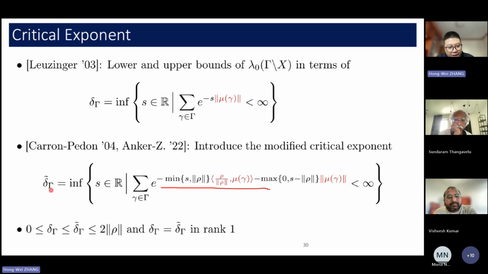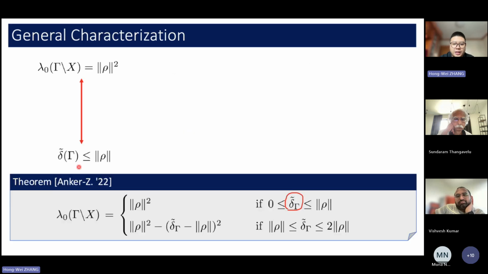So we just use this kind of distance with a little bit of change, and we can define this delta tilde. And delta tilde has similar properties to the original delta. It's a little bit smaller than this, and they are the same in rank 1. It means that it's a generalization of the original critical exponent. So with this notation, with Jean-Philippe, we give this characterization in higher rank.